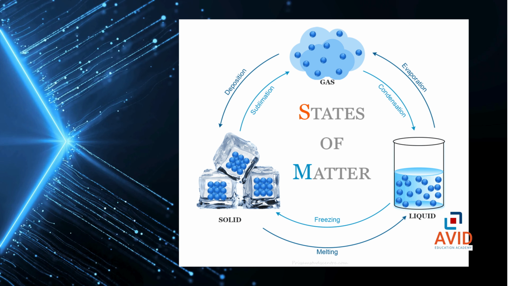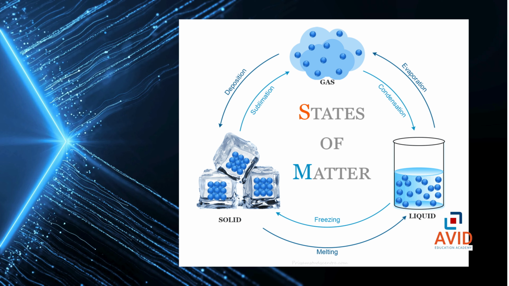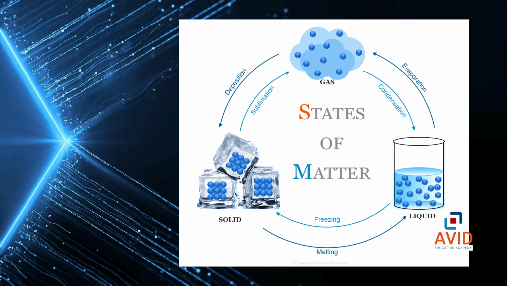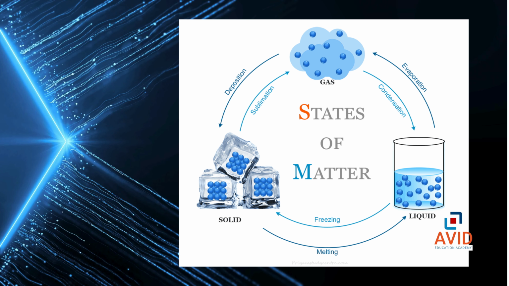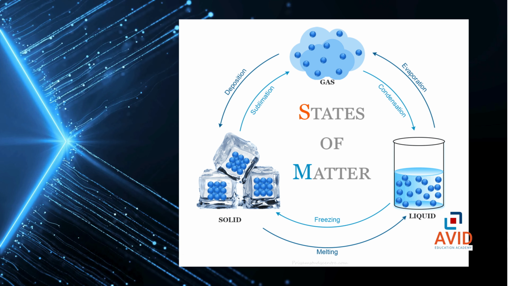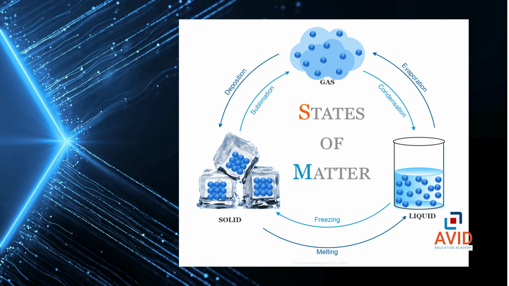Here's a simple example from real life. If we heat ice, it melts into water. If we heat water, it turns into steam or water vapor. This shows how matter can change its state when temperature changes.